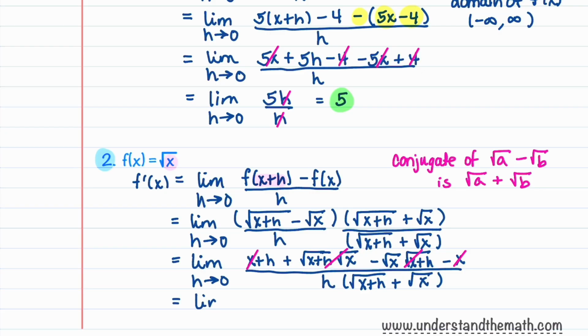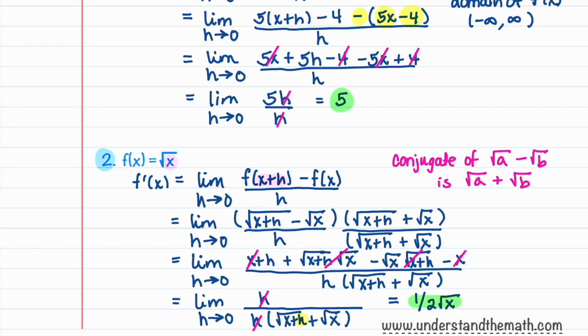This is the limit. As h goes to 0, we have an h on top, and then we have an h times the square root of x plus h plus root x. Now you can see that our h's cancel. And then we can go ahead and substitute that h is equal to 0. So this gives us an answer of 1 divided by 2 square root of x. And that's our answer. So the derivative of root x is 1 divided by 2 root x.